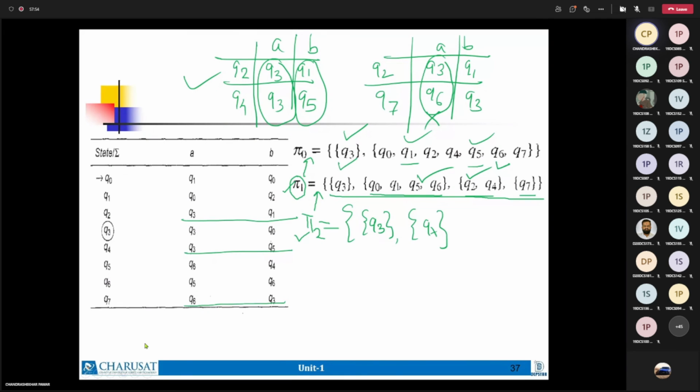The state with the single element, so that is as it is, as I have written over here. Pi 2 consists of the same, that is Q3 and Q7. Remaining we have to check again. I already displayed.